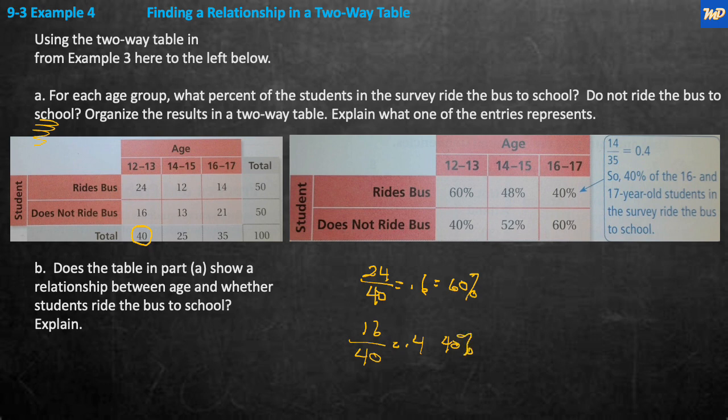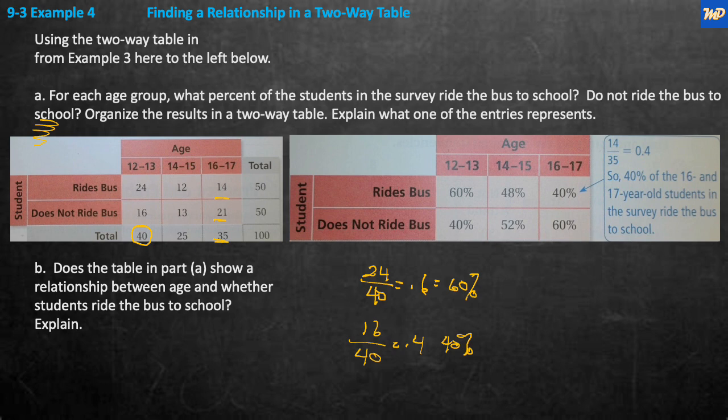If we do that to every item, with each column, for the 14 to 15-year-olds, we get 12 divided by 25 and 13 divided by 25. And in the 16 and 17-year-olds, we get 14 divided by 35, and 21 divided by 35. And we'll get the percentages. And as we do that, we can now get some information from the percentages.